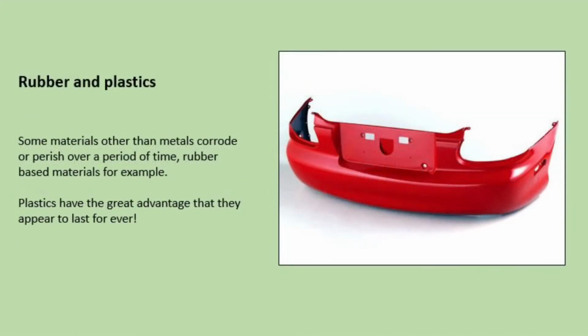Rubber and plastics. Some materials other than metals corrode or perish over a period of time. Rubber is an example of a material which will perish over time. Plastics have the great advantage that they appear to last forever. This is why they are used as bumpers and different trims on the outside of the vehicle body, as they last much longer.